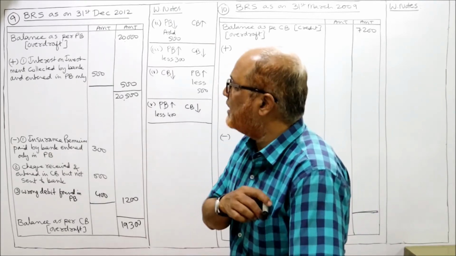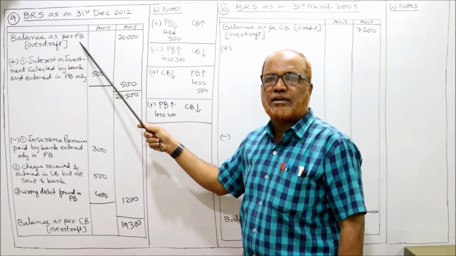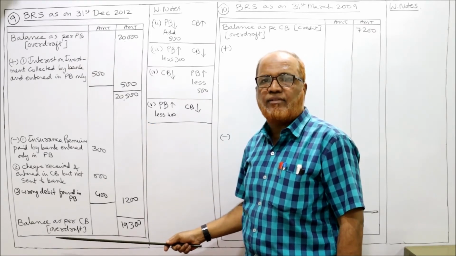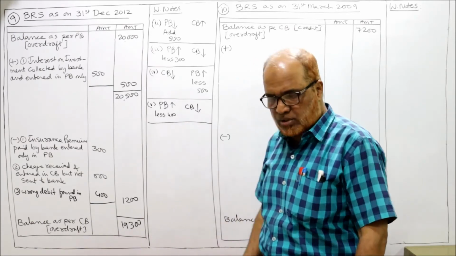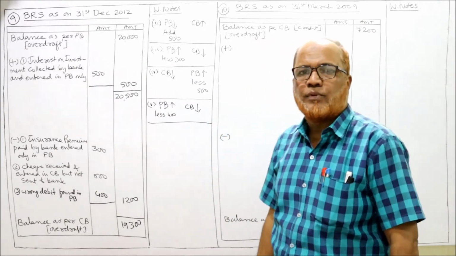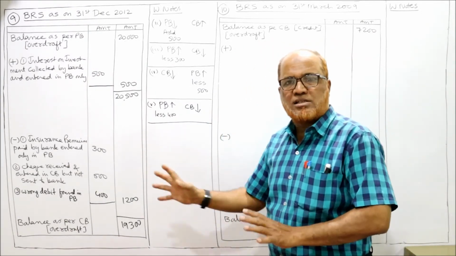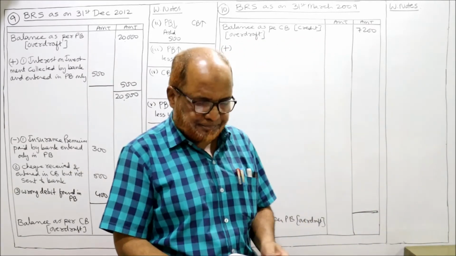We started with passbook. Balance as per passbook was the starting point, and ultimately we arrived at balance as per cash book overdraft, 19,300. Correct, that's all. Hope you got the command on this problem. Now I am coming to the next problem, problem number 10.